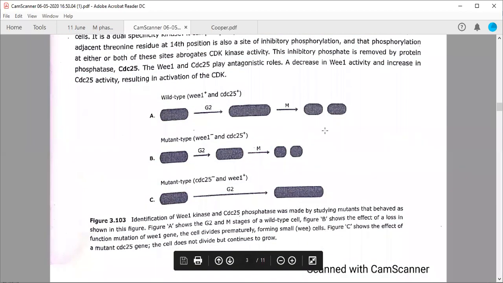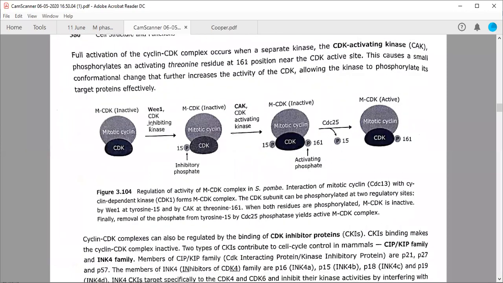Okay. So this is very clear from this particular diagram. We also have discussed this particular thing that there is Wee1 inhibitory kinase, and we have some activating kinase CAK, which phosphorylates tyrosine at 15th position and threonine at 161 position. Now CDC25 is removing this particular inhibitory phosphate at the 15th tyrosine, so that this particular complex of CDK1 and mitotic cyclin B can be activated and the cell can switch from G2 to M phase.